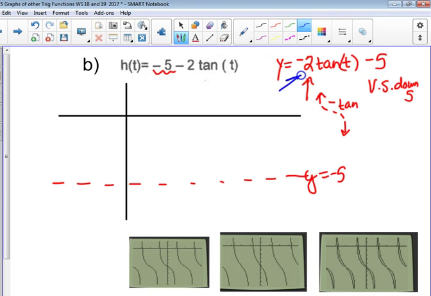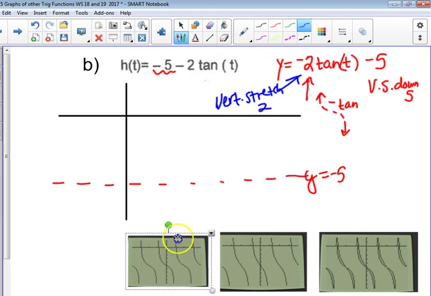Yes, it has a vertical stretch. We can't say amplitude. We okay on that? Because it doesn't have a max or a min, but it has a vertical stretch of 2. Okay, I want to talk about that. This is what I did.